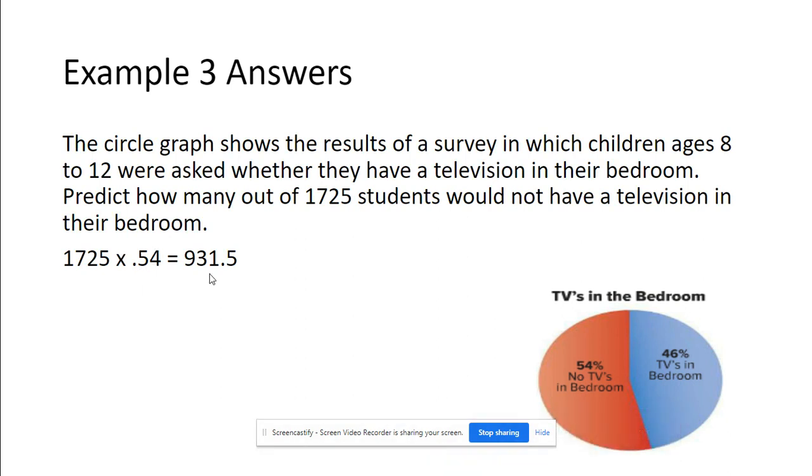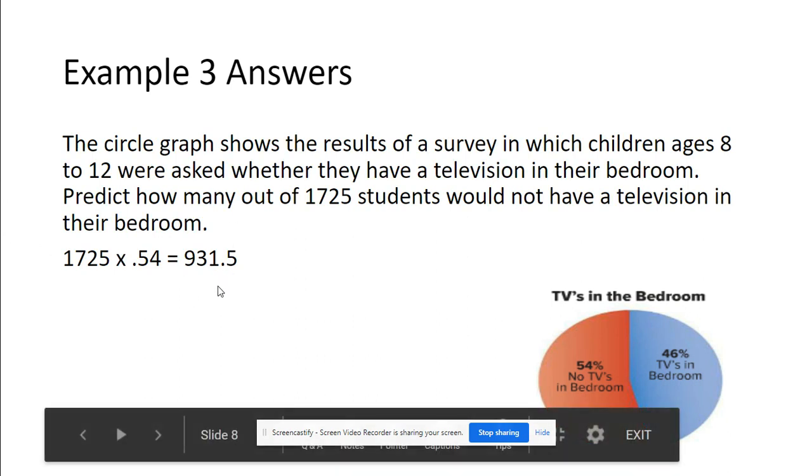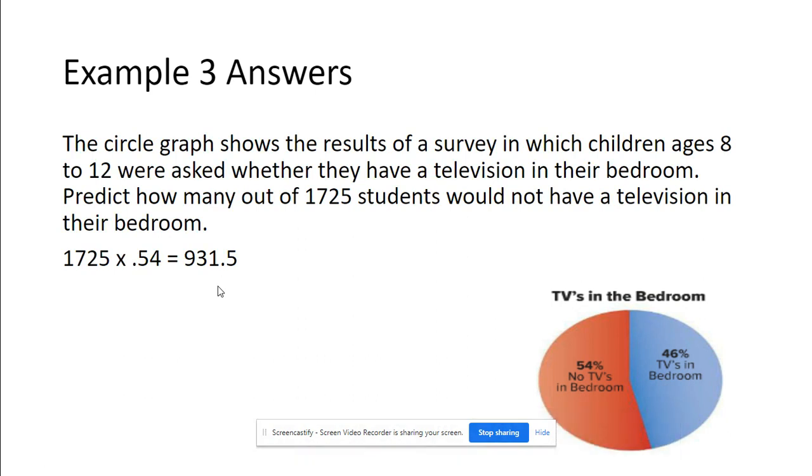So we get 931.5. Now, one thing I want to talk about here is that really this answer is not acceptable for a couple of reasons. One, it's not labeled, so it should be. Another reason that it's not a good answer is that we have 0.5 students. Well, that's not really possible. That's half of a person. Based on averages, we see that a lot in our grades. You might get a 99.3% in a class, but you can't have 0.5 of a person.